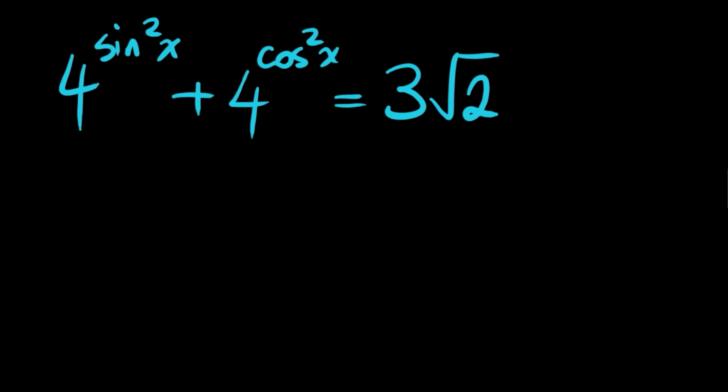We have an exponential equation with trigonometric terms here. 4 to the power of sine squared x plus 4 to the power of cosine squared x is equal to 3 times root 2. We want to solve this equation.